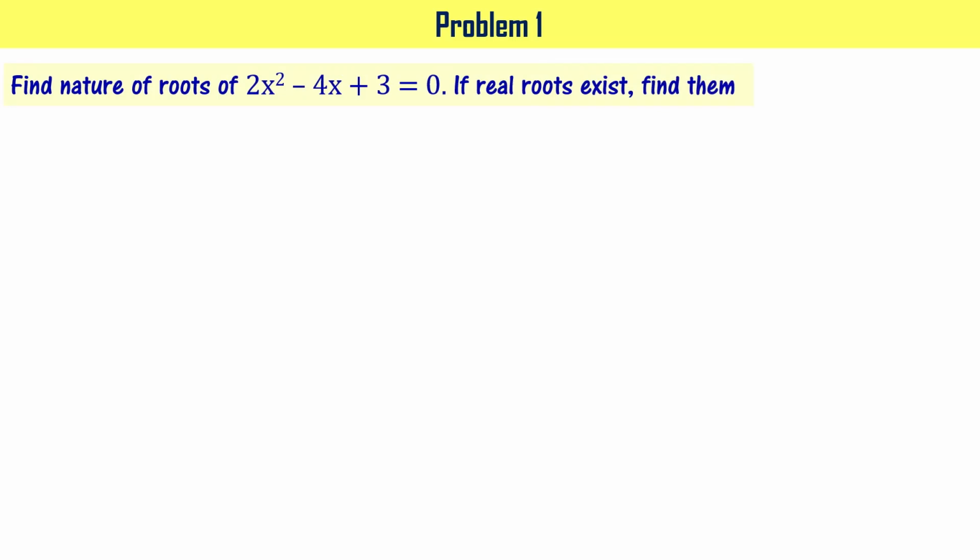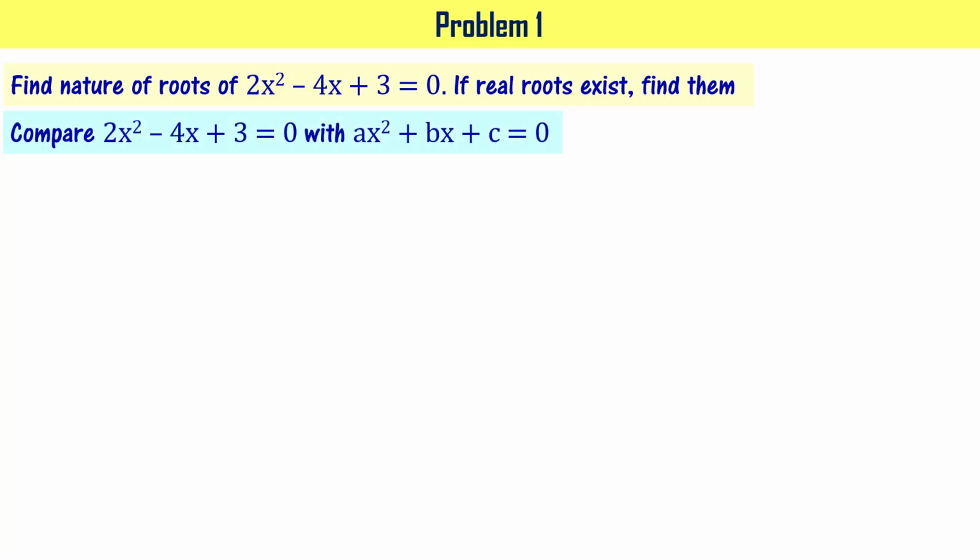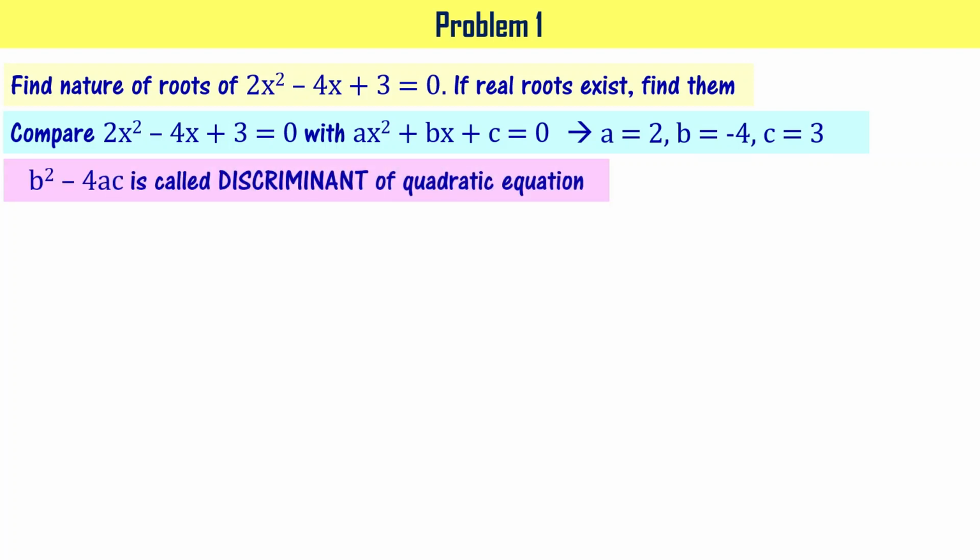Find the nature of roots of 2x square minus 4x plus 3 equal to 0. If the real roots exist, then find them. Let's compare 2x square minus 4x plus 3 equal to 0 with ax square plus bx plus c equal to 0, so that you can say a equal to 2, b equal to minus 4 and c equal to 3, right? We said that b square minus 4ac, which is called discriminant of the quadratic equation, defines the nature of roots. Let's now find the value of b square minus 4ac.